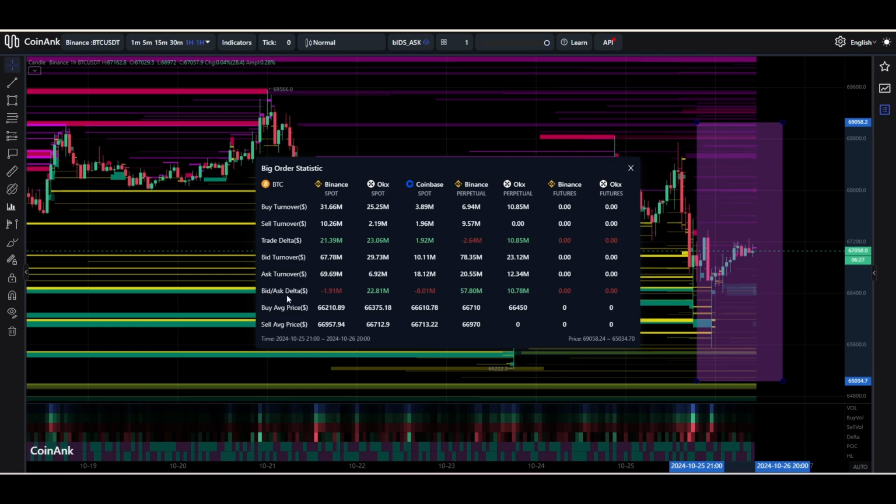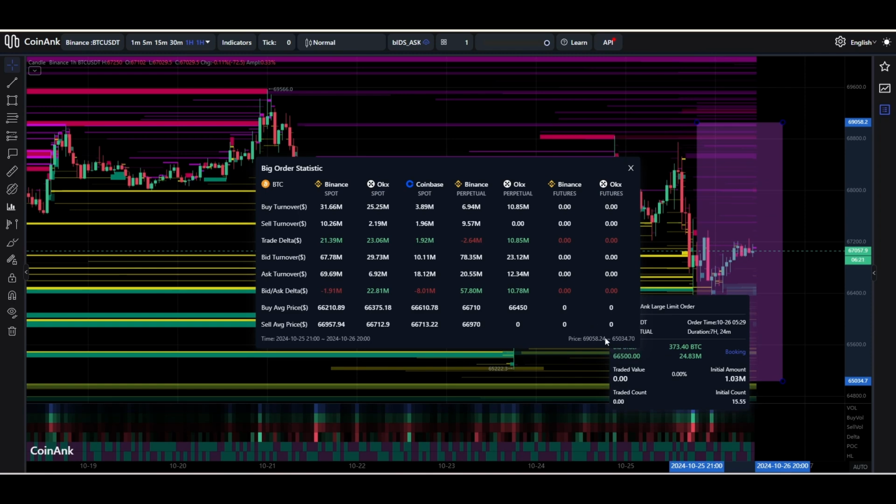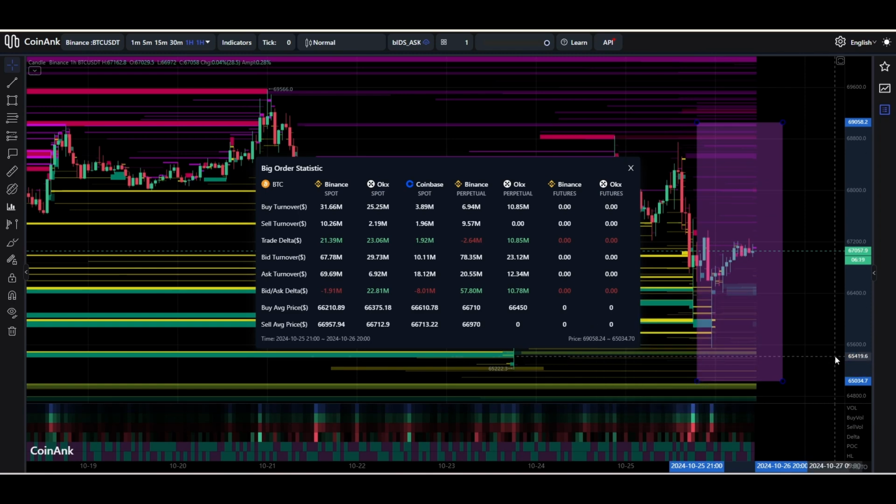The bid ask delta is nothing more than the difference between the open bids and the open asks in the order book in this specific price range. So in my opinion, this is extremely important to see what the big guys are doing and where the big guys have their orders sitting. If the big guys want to buy or sell, that's a very good indication of market sentiment.